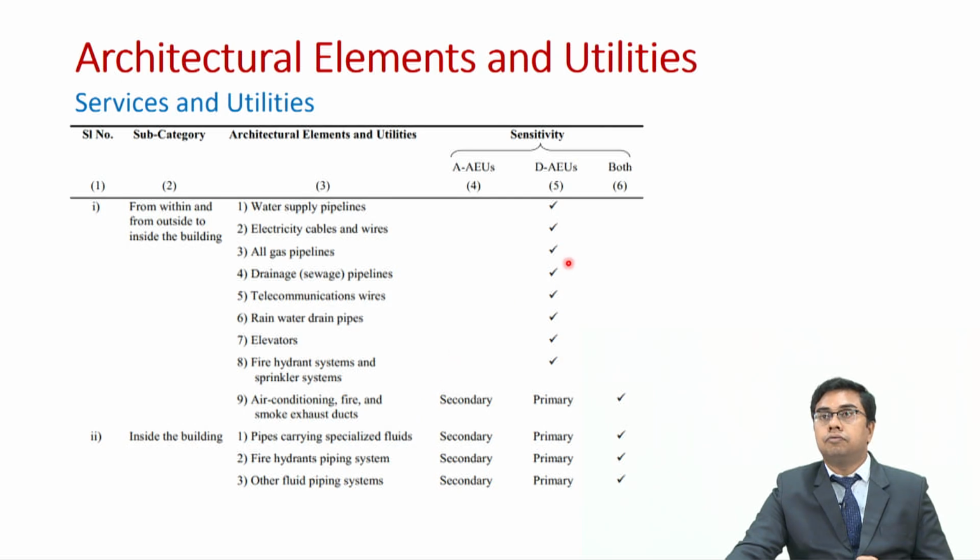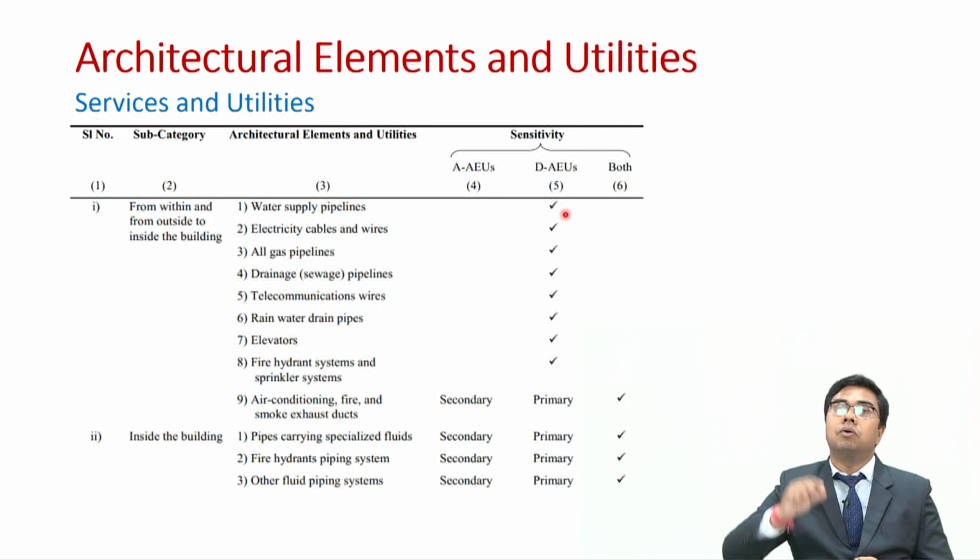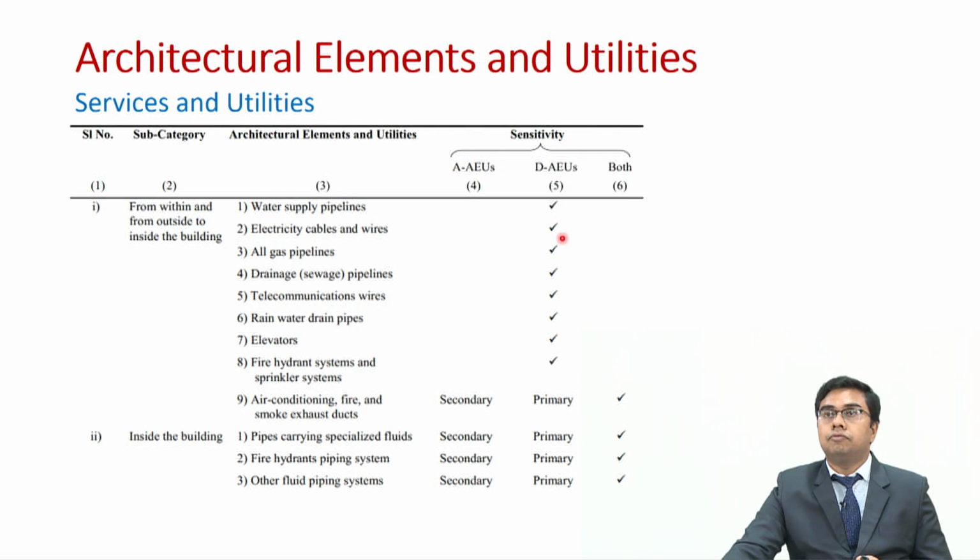Most of these can be classified as DAEUs. Why? Because these are connected to the building at multiple locations. If something is connected at multiple locations, it is highly prone to damage when these points where it is mounted to the structure suffer differential movement. In that case, these AEUs will have to stretch or compress itself, and since these are mostly made up of metal and all which are difficult to do that, it will suffer some damage. So, most of these can be classified as deformation sensitive AEUs.